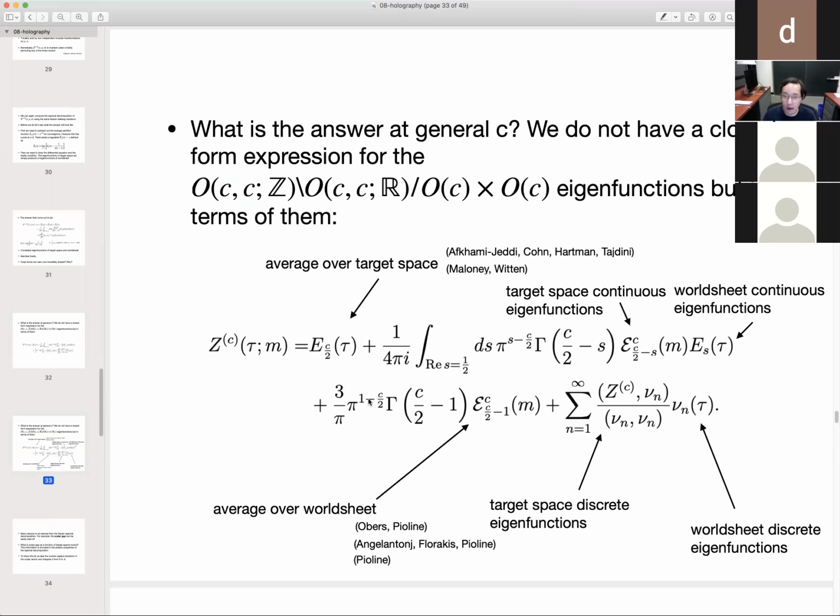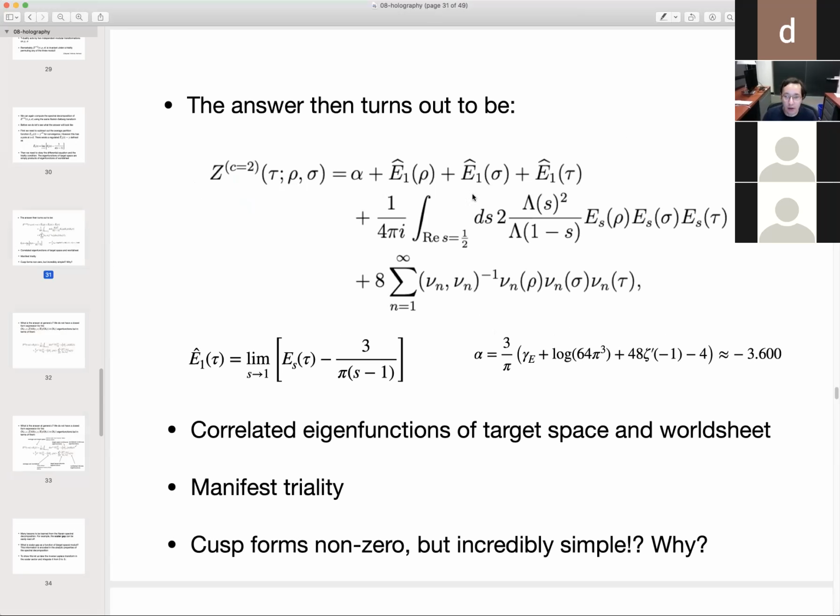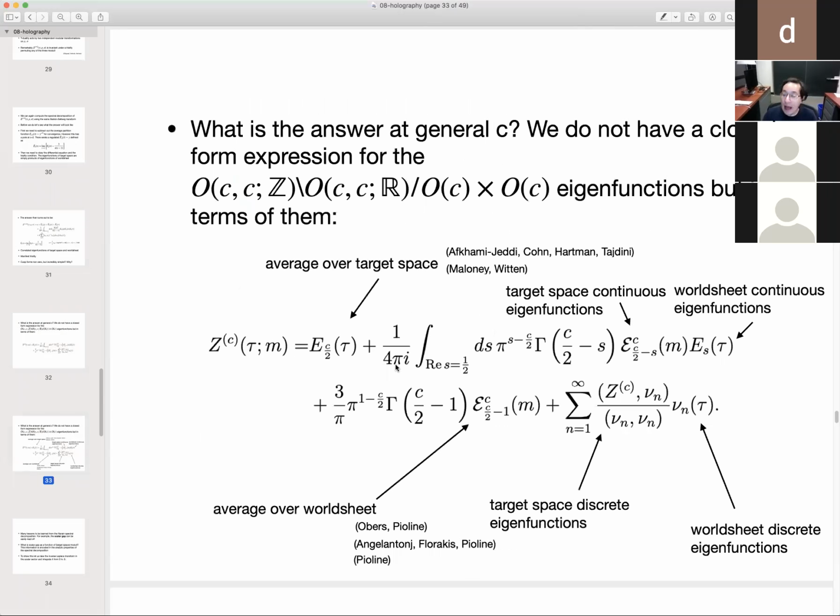This was the analog of these two terms in C equals 2. Actually, these have been computed before in a series of very beautiful papers by these people and others. And the reason is that averaging over worldsheet is a very natural thing to do in the context of string theory. So that was their motivation, and many of the similar calculational tricks have shown up there.